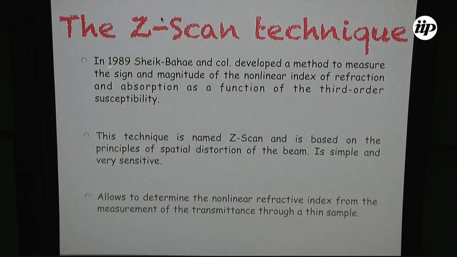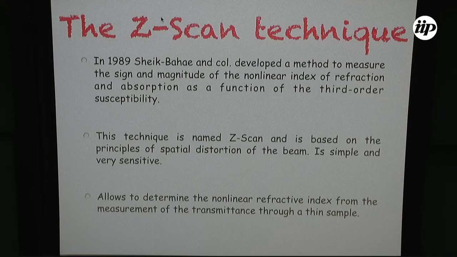Well, how do experimentalists have access to the measurement of chi3? This technique was developed many years ago by this guy, and it's a very easy technique. I will show you in a while. It's called the Z-scan technique because you make a scan of your sample along the Z axis.